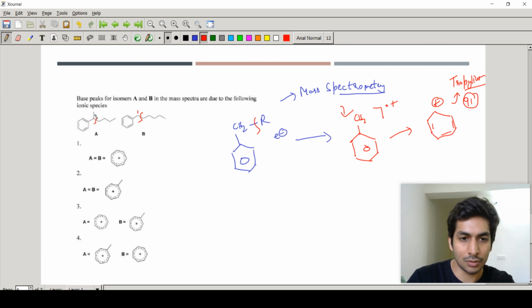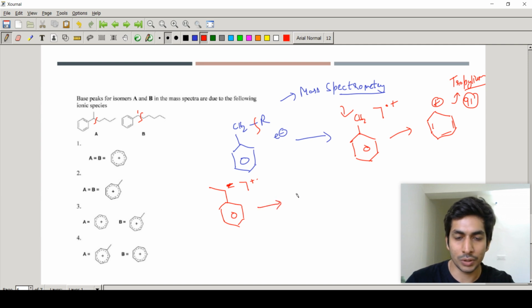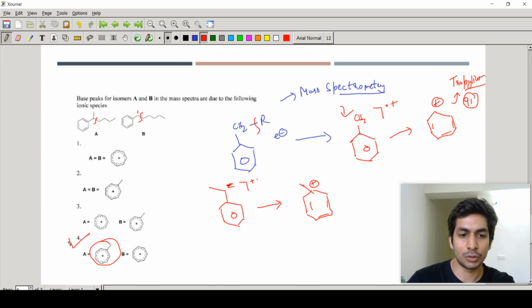The cleavage of the bond will take place from this side. So what will happen is that we would get this molecule. We'll get a radical cation at this position, but we'll also have a methyl. So once the tropylium ion gets formed, the tropylium ion will also have a methyl group attached. So it will form something like this, which is given in option number 4. So the correct answer for this was option number 4.